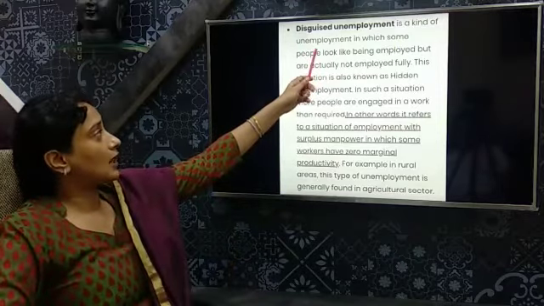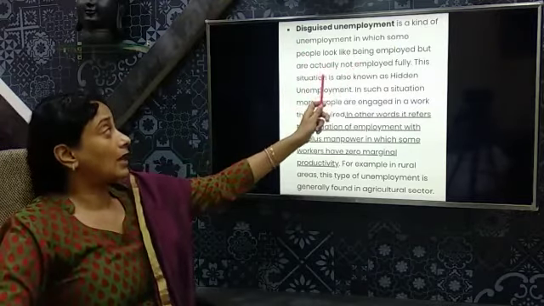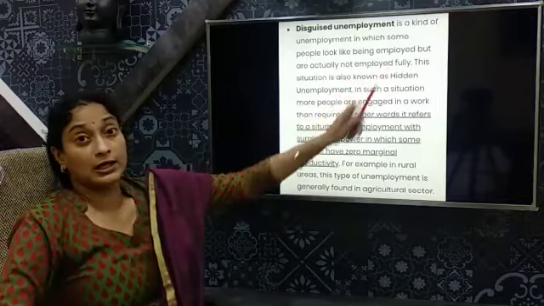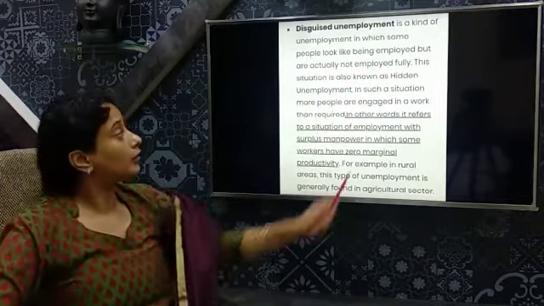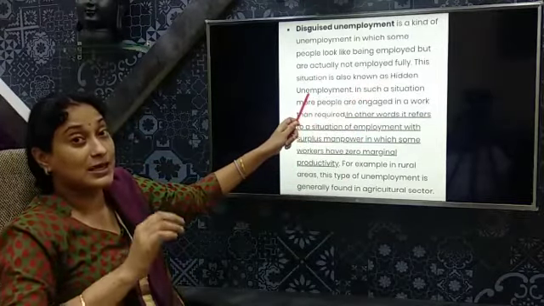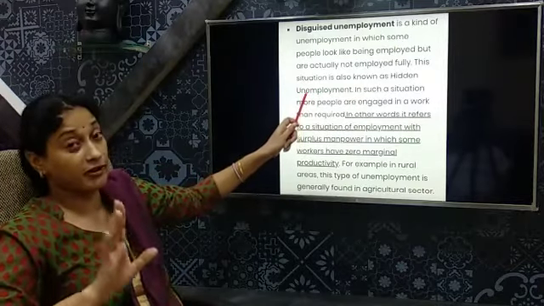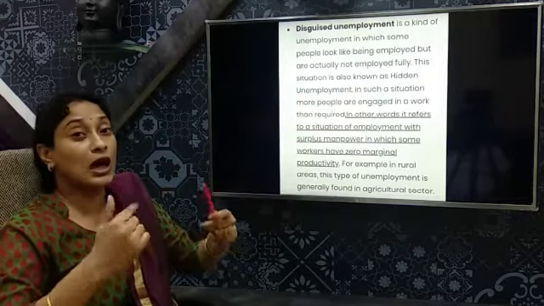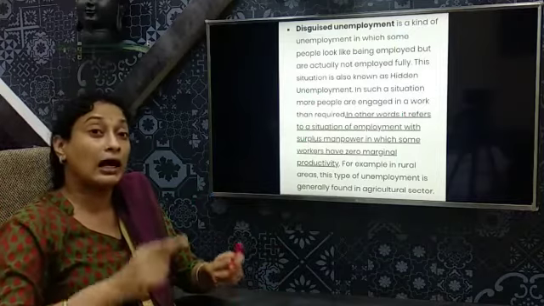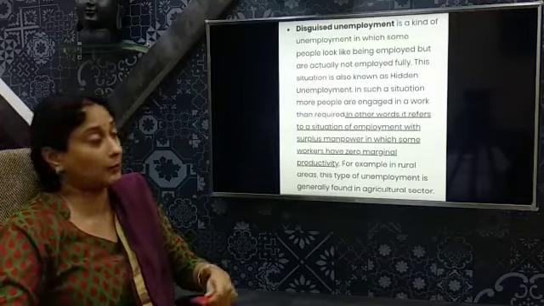Disguised unemployment is a kind of unemployment in which people look like employed but actually are not employed fully, that is, underemployed. Then it is a hidden unemployment. That means it is not easily detectable. It's not easily visible. Thus, a very serious form of unemployment. Since you can't detect it, you can't find it out, you can't eradicate and can't solve it. Other forms of unemployment are evident and you can have measures to eradicate them.